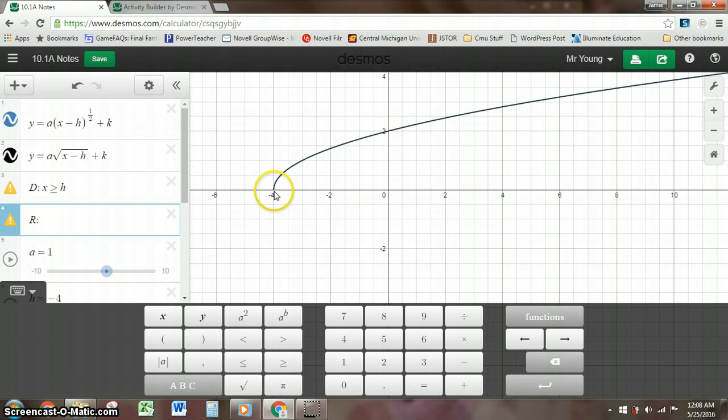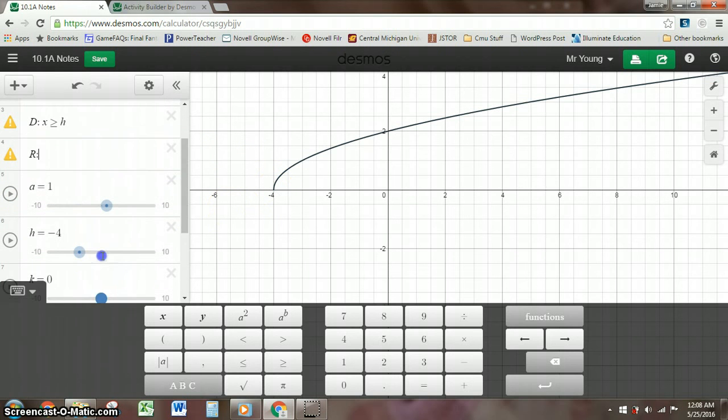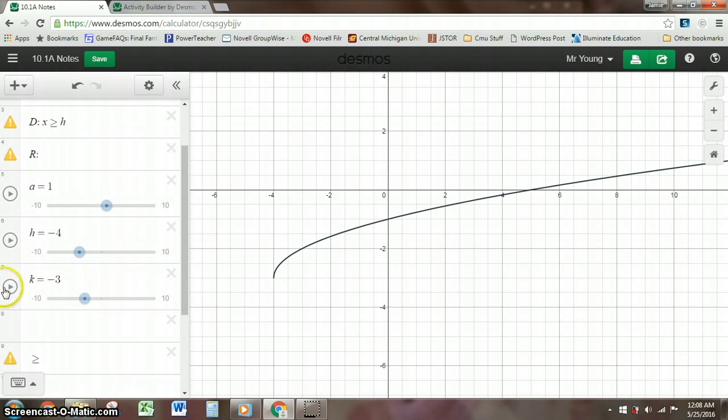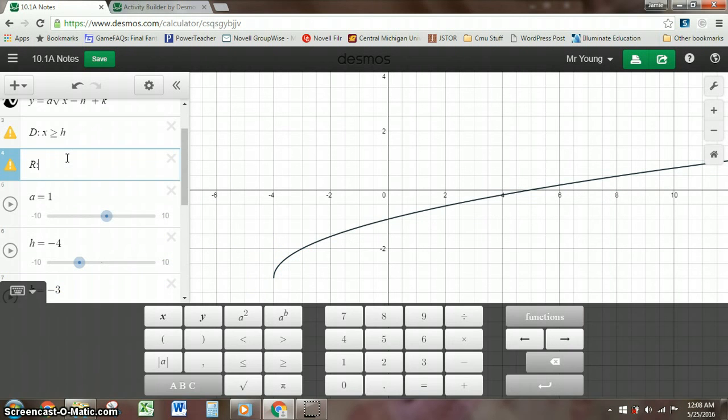Now, with range, this is actually the same way that it worked in the previous chapter, right? We look at that vertex point, and again, it's not technically a vertex, but it's close enough to a vertex that we can refer to it as that. We look at that point, and the value that k is here is the lowest value it's going to be. And I can make k bigger, I can make k smaller, but ultimately my graph is not going anywhere below k. So that means that my range will be y is greater than or equal to k.